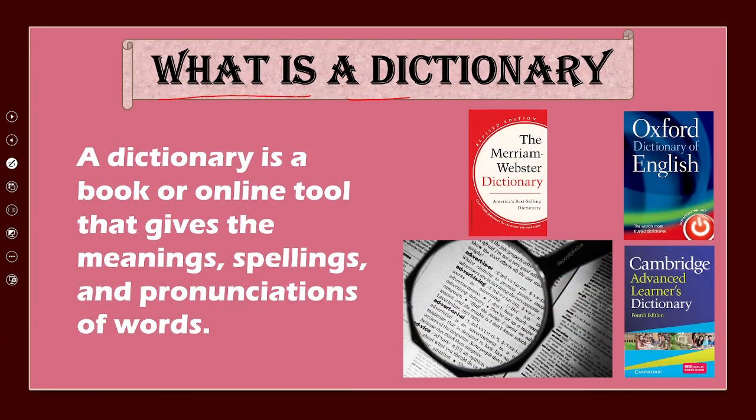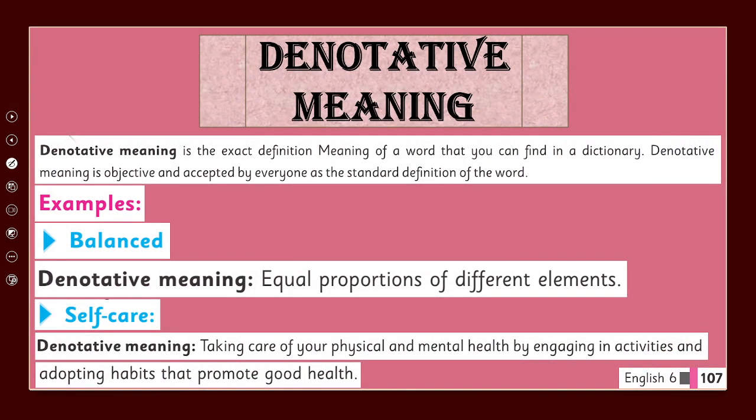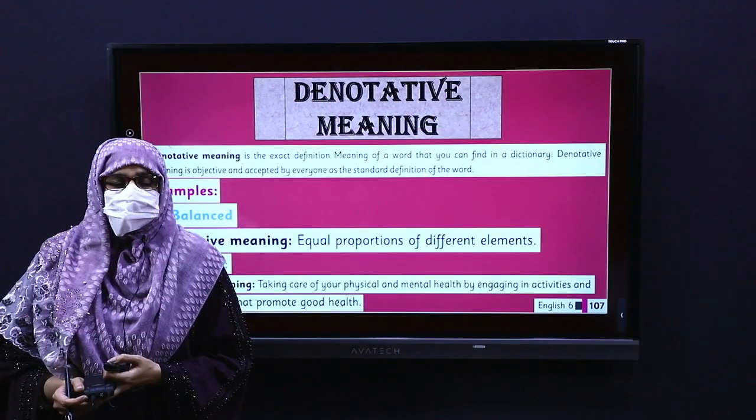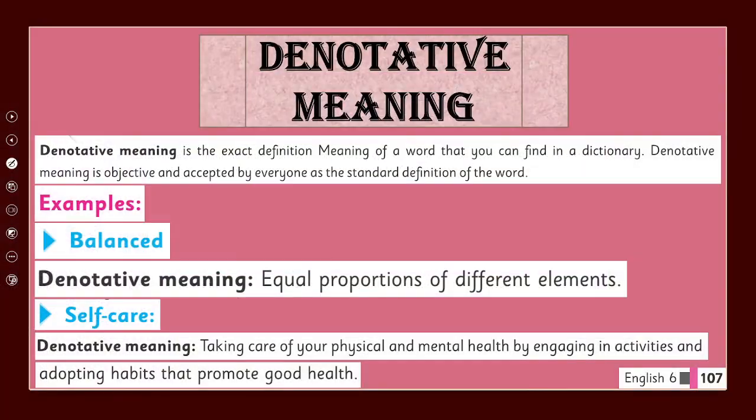First, learn what is a dictionary. A dictionary is a book or online tool that gives the meanings, spellings, and pronunciations of words. Just like this. Now, let's learn what is meant by denotative meaning. Denotative meaning is the exact definition meaning of a word that you can find in a dictionary. Denotative meaning is objective and accepted by everyone as the standard definition of the word.